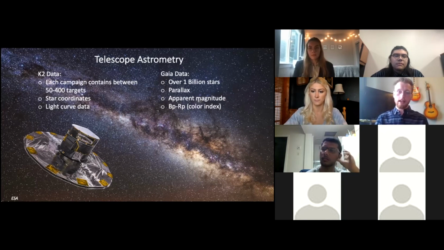And lastly, it gathers its BP minus RP, which is the change in color from the blue filter and the red filter. This is also called the color index. And combining all these sources allows us to process the data, which you can see on the next slide.